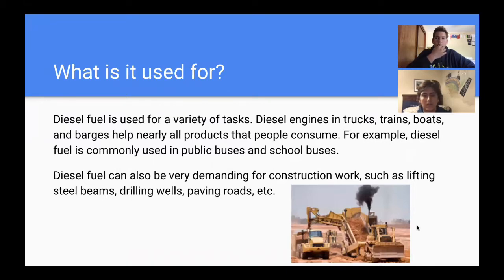What is diesel fuel used for? Diesel is used in several ways, including diesel engines in trucks, trains, and boats. For example, diesel is most commonly found in public and school buses. Diesel is also very prominent in construction work, such as drilling wells, paving roads, etc.